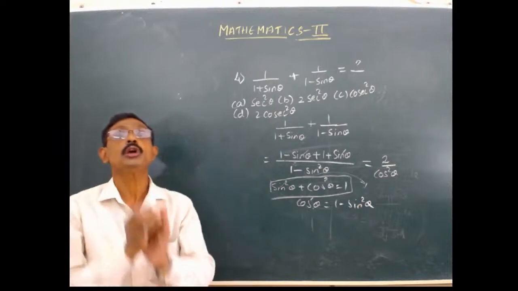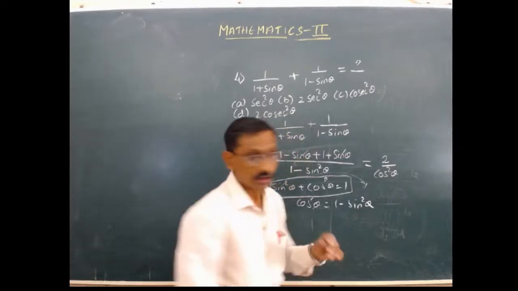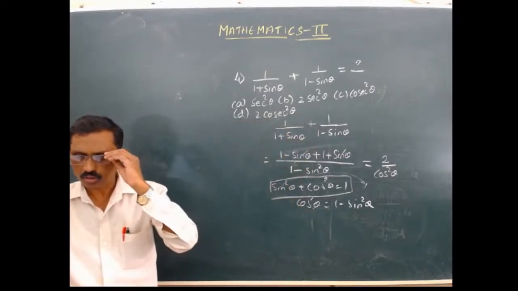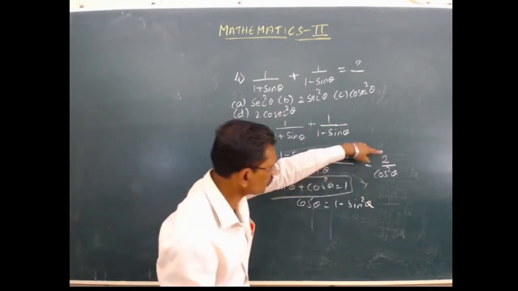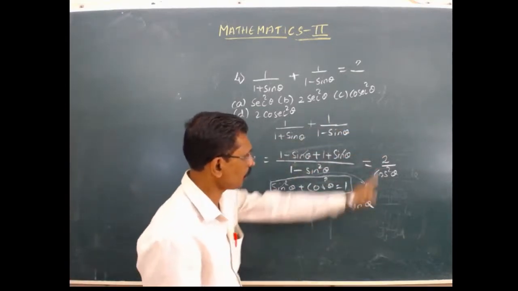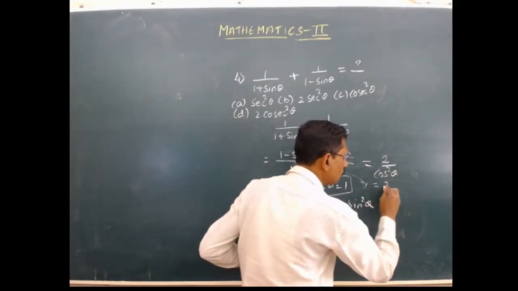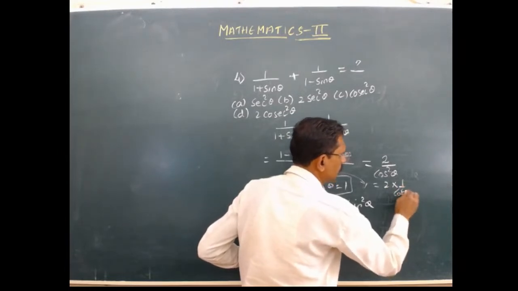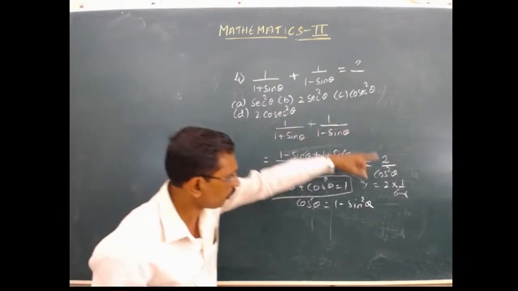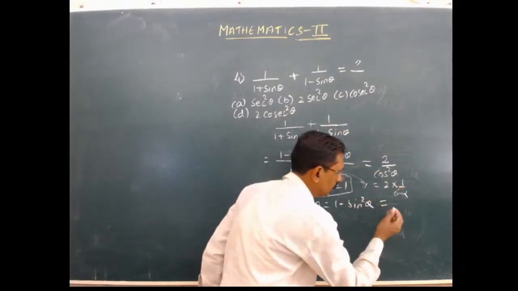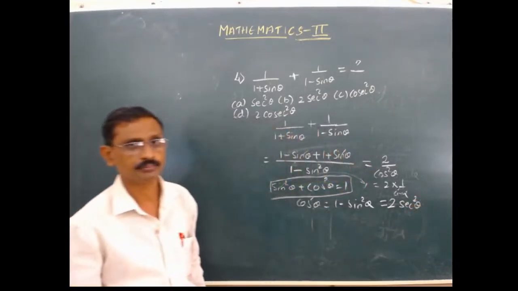Actually it is 2 into 1 upon cos square theta. Right? So what I am going to get is 2 into 1 upon cos square theta. Now what is 1 upon cos square theta? 1 upon cos square theta is sec square theta. So I have got 2 sec square theta.